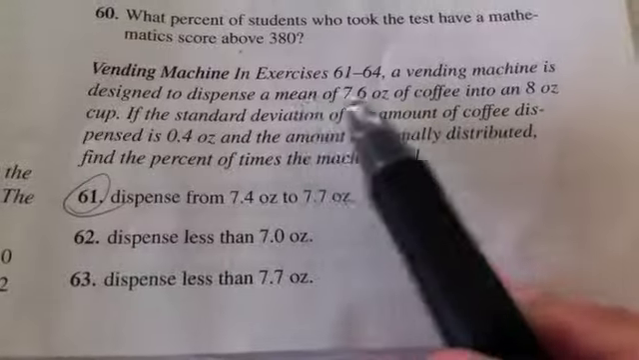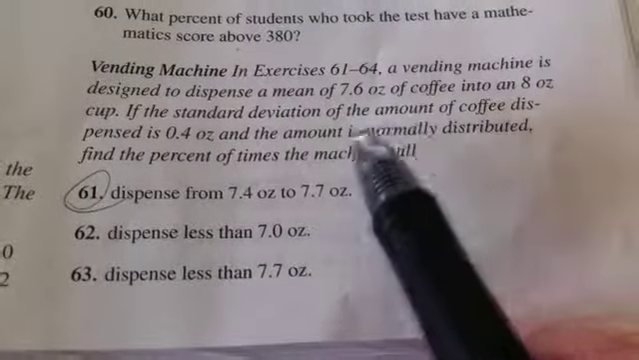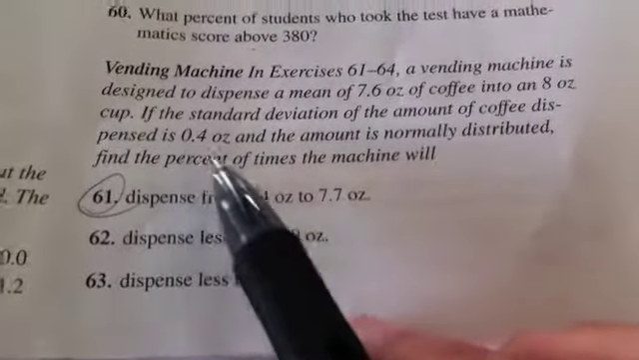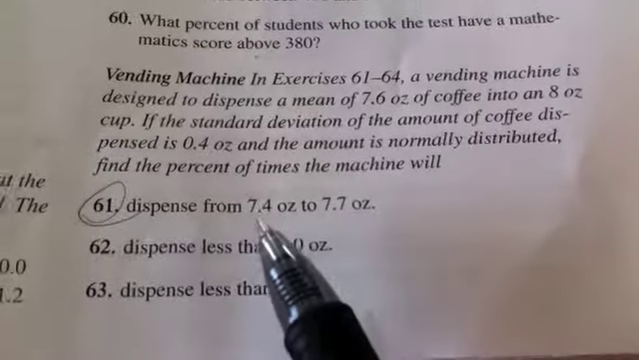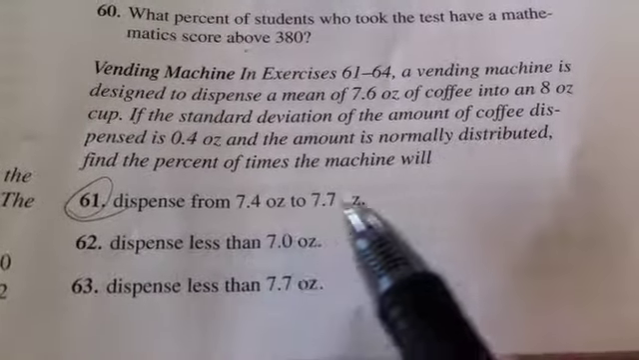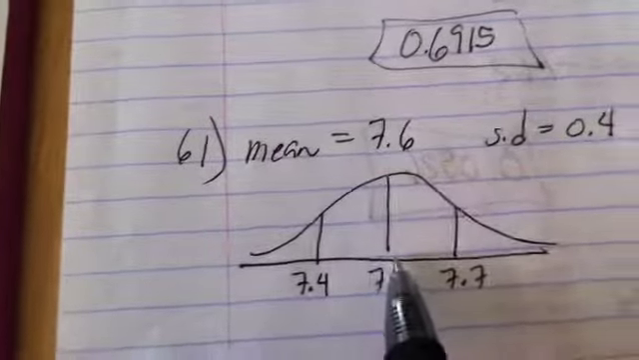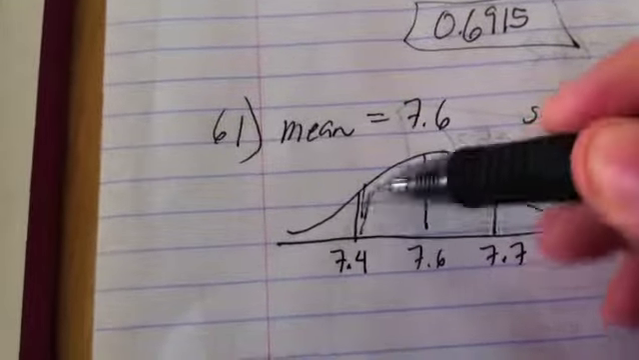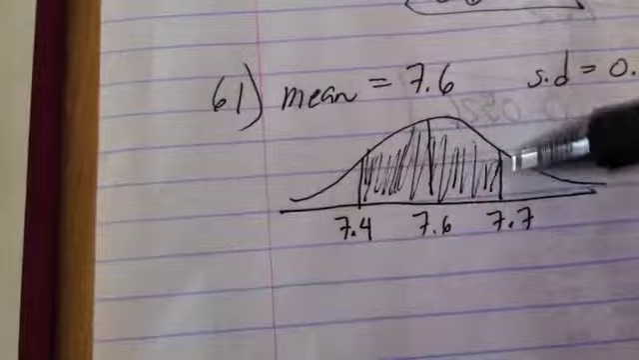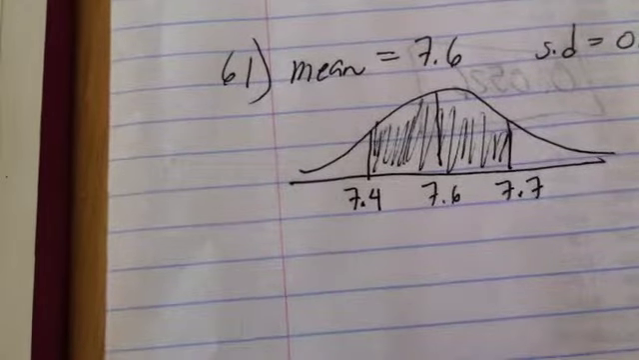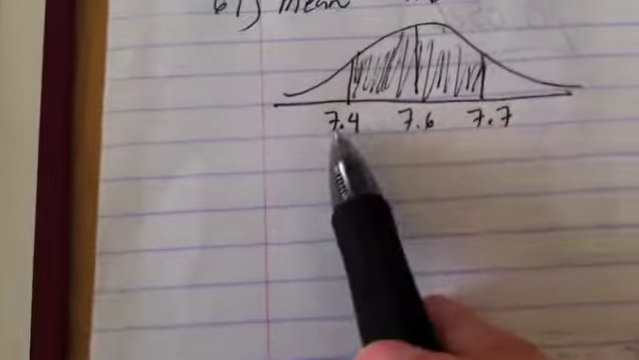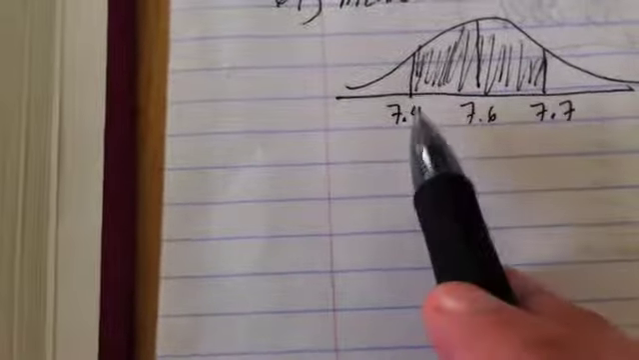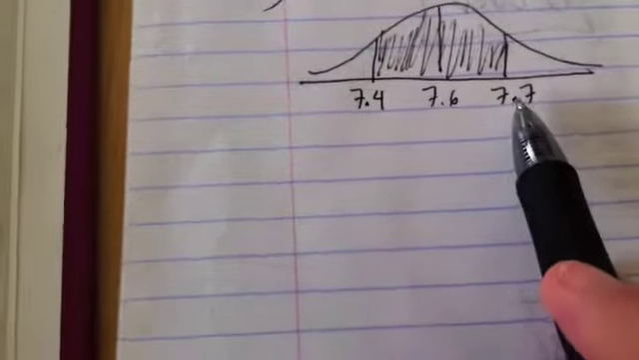0.6915. So here they're telling us that the mean is 7.6, the standard deviation is 0.4, and they want to find the probability of being between 7.4 and 7.7. So I've drawn it here. You've got a mean of 7.6 in the middle, and you want to know the probability of getting between 7.4 and 7.7. So you need to find 2 z-scores, one for 7.4 and one for 7.7.